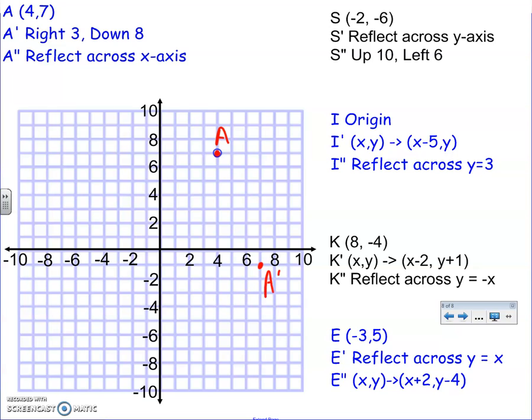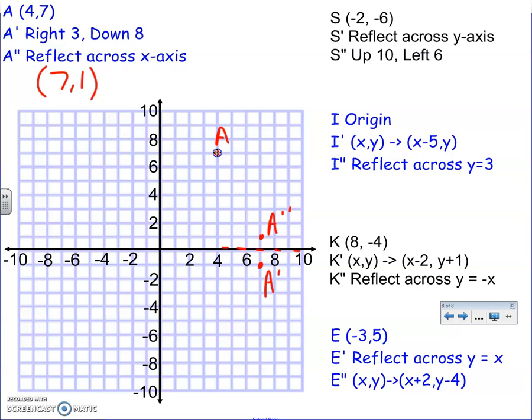Then it says reflected across the x-axis. So I'm gonna count to and away from this x-axis. So that's up 1, up 1. Here's A double prime. Final spot is 7, 1. All right, let's try the next one.